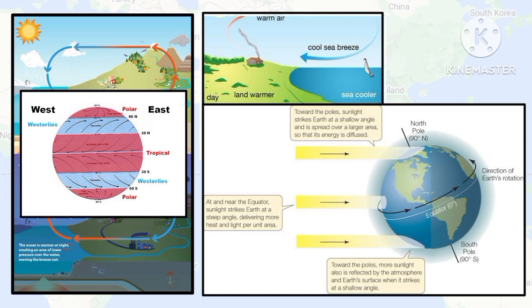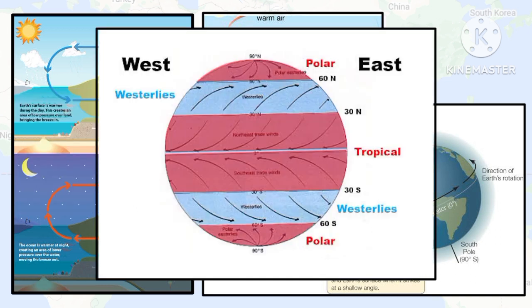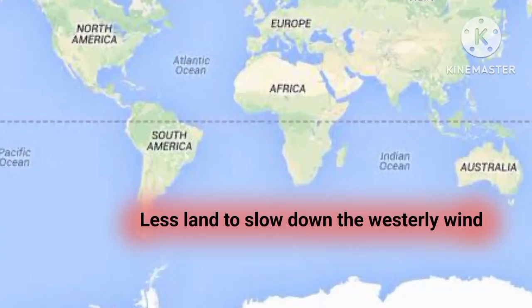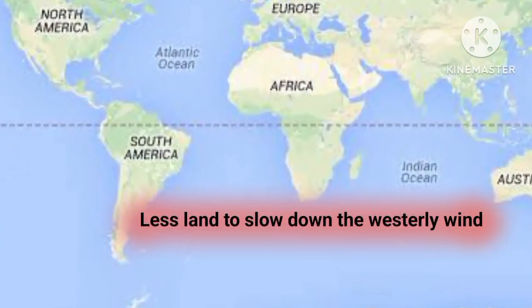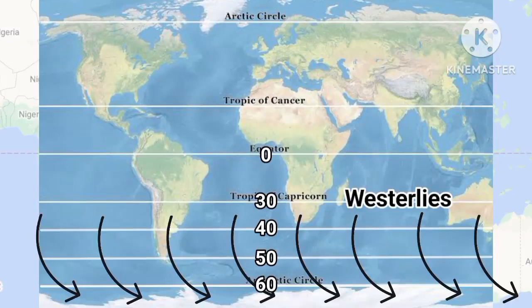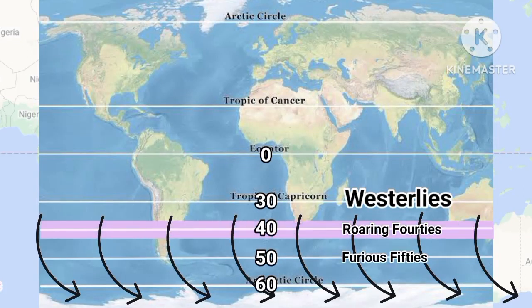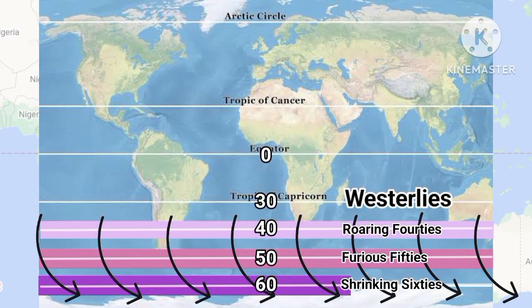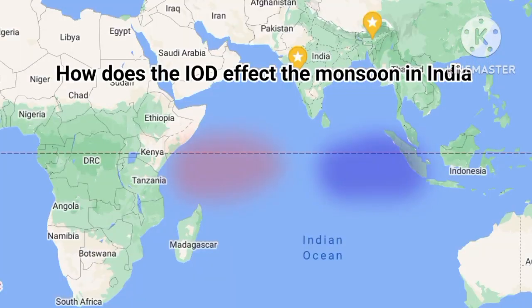When pressure is lower over the poles, the strength of the westerlies increases. During winter, low pressure occurs in the poles. The westerlies can be particularly strong, especially in the southern hemisphere, because there is less land to slow down the westerly wind. That is why they are referred to as roaring 40s, furious 50s, or shrieking 60s according to the degree of latitude. Now the question is, how does the IOD affect the monsoon in India?